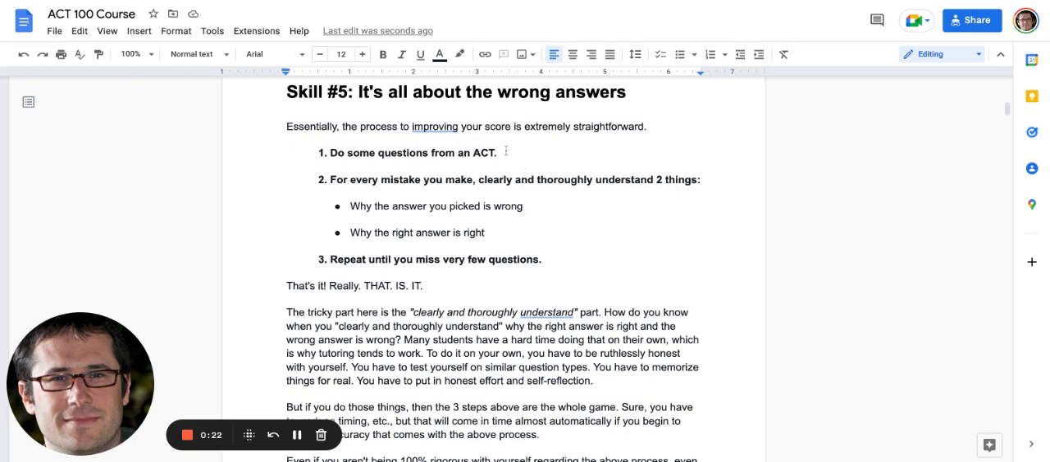Step 1, you do some questions from an ACT, like an actual previously released test. It's okay also to do stuff from worksheets and exercises and stuff like that. But you're going to do very, very similar or actual ACT questions.